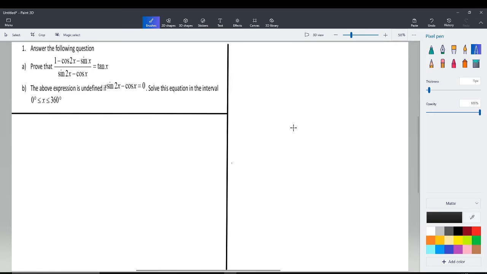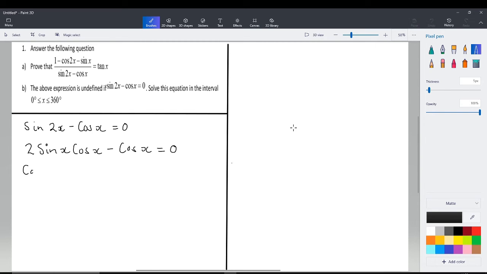Part B. The above expression is undefined if sine 2x minus cos x is equal to 0. In other words, if the denominator is equal to 0. Solve this equation in the interval from 0 degrees to 360 degrees. We have already determined how to expand this denominator by making use of identities. We said sine 2x is the same as 2 sine x cos x, minus cos x, and this is equal to 0.